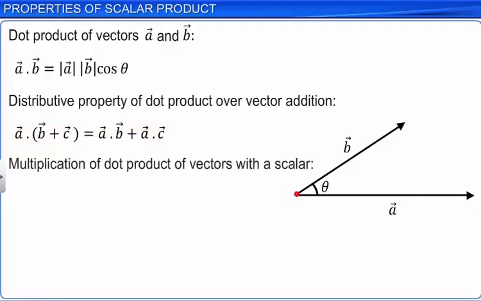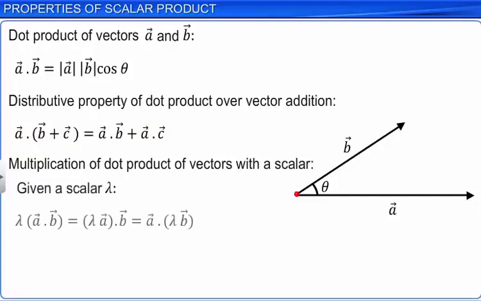Now, let us learn about the multiplication of the dot product of vectors with a scalar. The dot product of vectors A and B multiplied by a scalar lambda is equal to the dot product of lambda times vector A and vector B. It is also equal to the dot product of vector A and lambda times vector B.